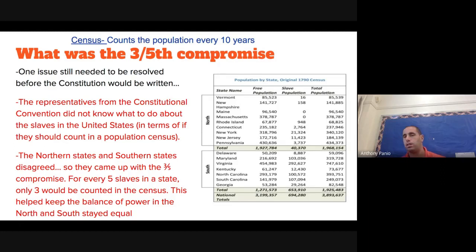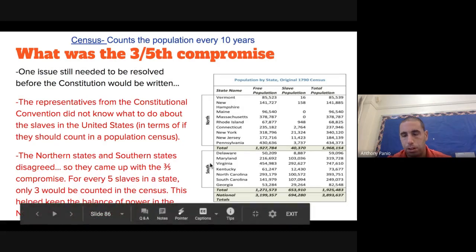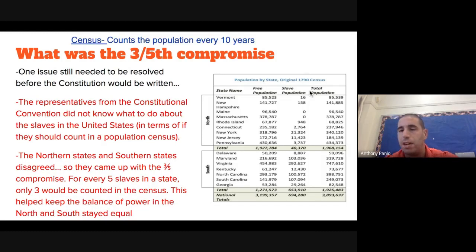Our major focus today is on the Great Compromise. But at the convention, they say, you know what? This is a huge problem. And even before you write anything down, can you please take a look at this chart here? This is the first census taken in the year 1790. Every 10 years, 1800, 1810, 1830, 2020, there was a census this year. They're going to count the population.